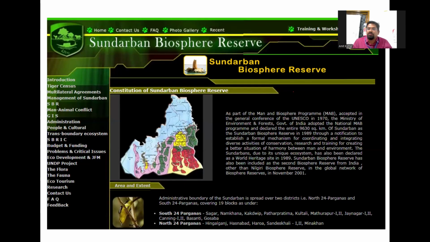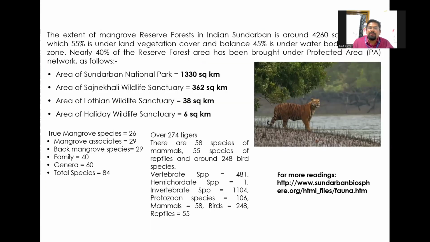Similarly, if we look into the Sundarban Biosphere Reserve, which I am sure Anvesha in the next talk is going to talk more about, it is again one of the most unique and rare marine biosphere reserves in the country, having top predators like Royal Bengal tigers. We have saltwater crocodiles, and it supports huge marine biodiversity in the mangrove forest.